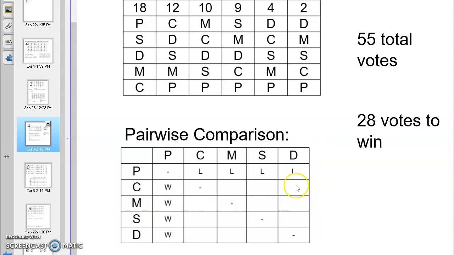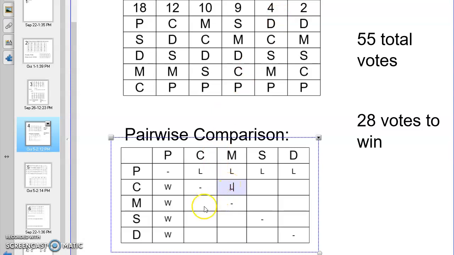Now we do C versus M. M wins the first column, C wins the second column with 12 votes, M wins the third, M wins the fourth, C wins the fifth column, M wins the sixth. So C only gets 16 votes. So it loses, and therefore M wins.